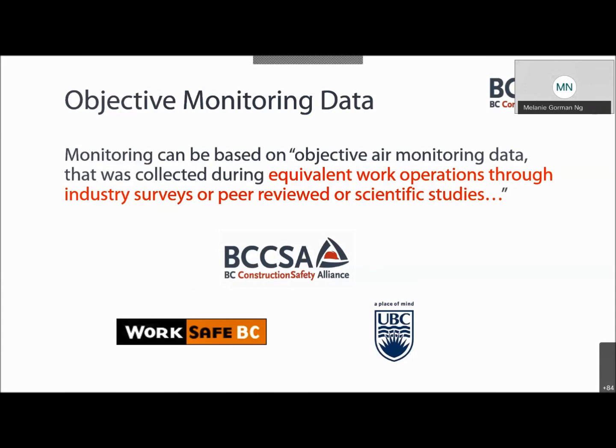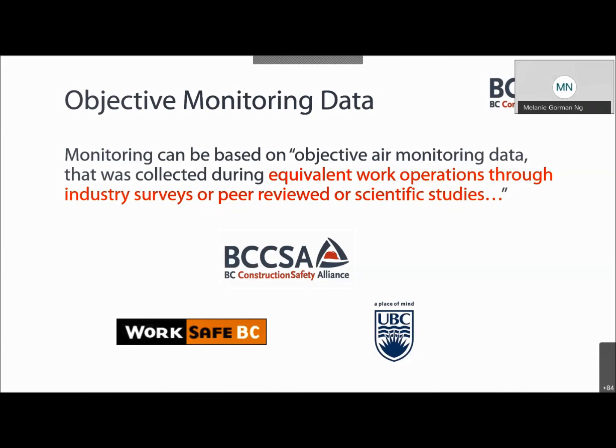So if you can find data that relates to the same task, like if you're going to be drilling concrete and you have some other data about drilling concrete, you can just use that in your risk assessment, which is really great and makes things a lot easier. However, even that was going to be a challenge for the construction industry, because how would they find this data? How would they evaluate it? How will they know if it's appropriate?